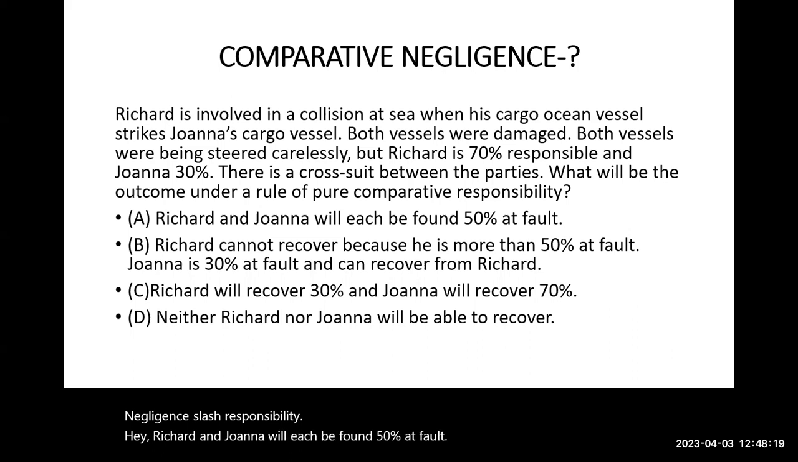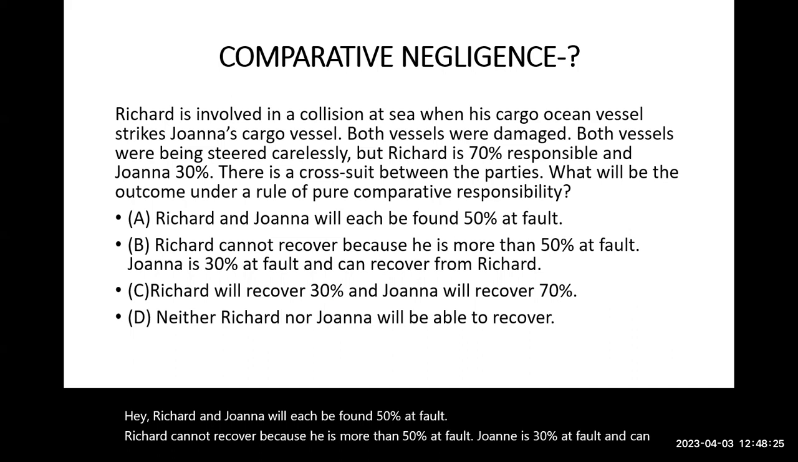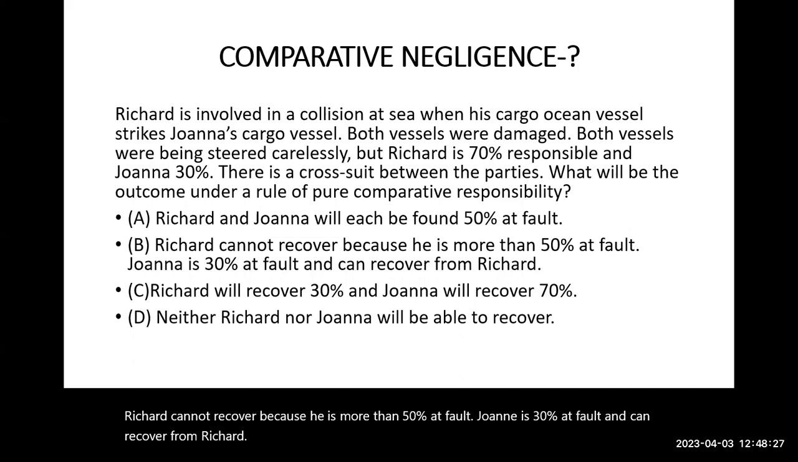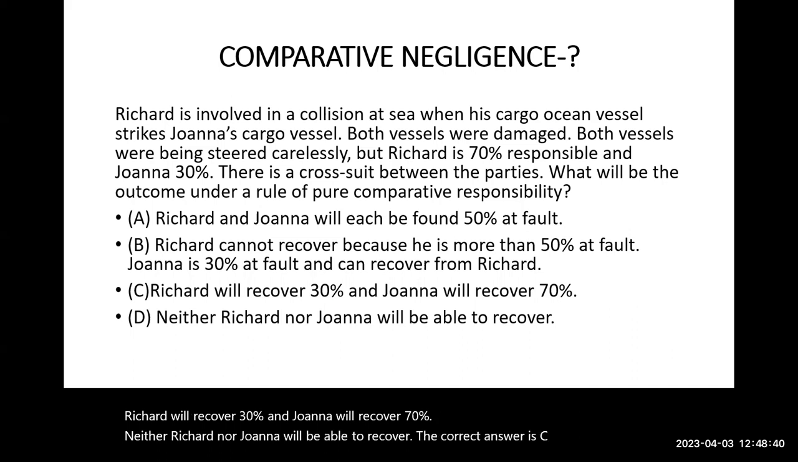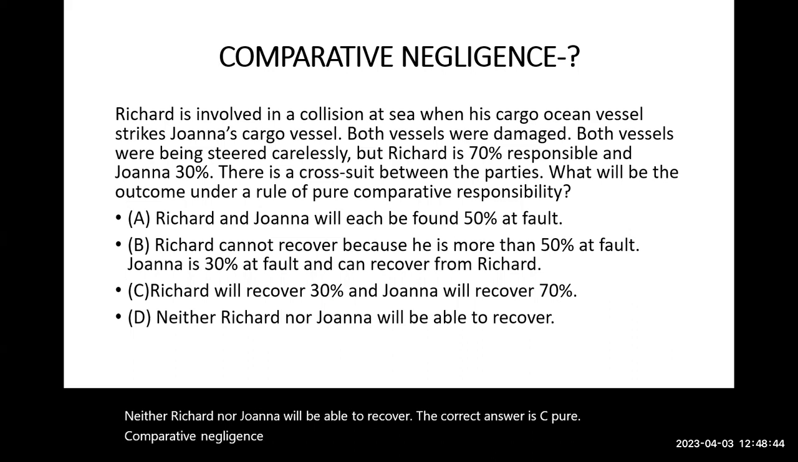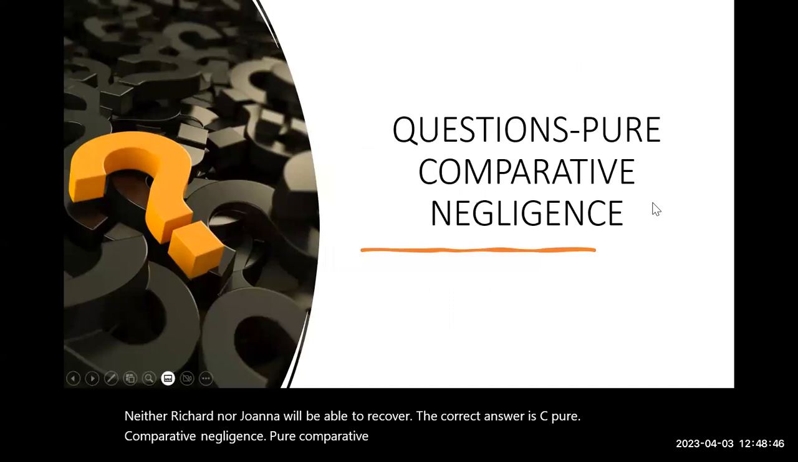B, Richard cannot recover because he is more than 50% at fault. Joanna is 30% at fault and can recover from Richard. C, Richard will recover 30% and Joanna will recover 70%. D, neither Richard nor Joanna will be able to recover. The correct answer is C, pure comparative negligence. If you have a question about that, please reach out.